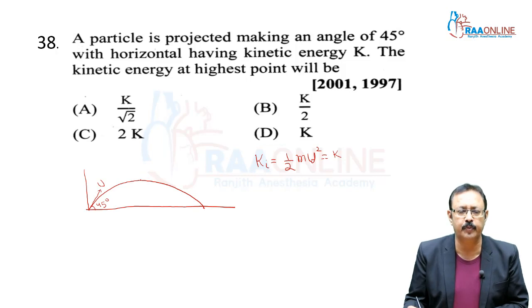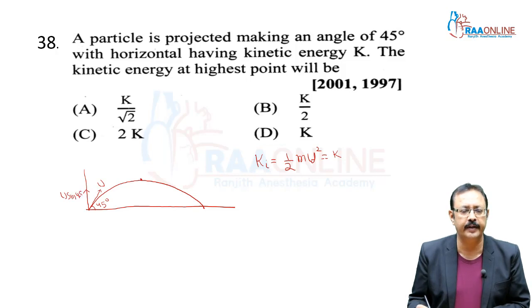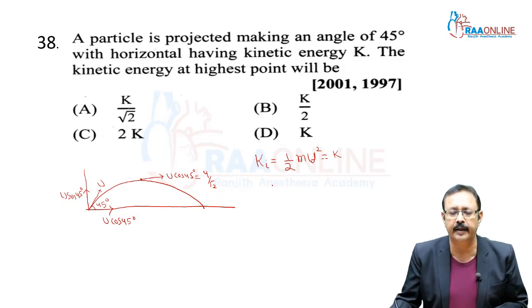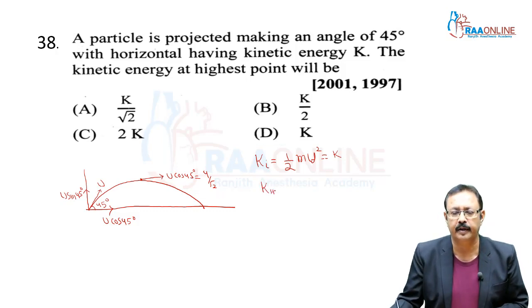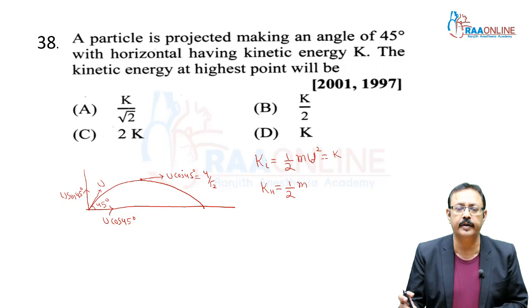When it reached this point, the vertical component of velocity vanishes. It was u sin 45. Due to gravity, it becomes 0. The horizontal component is constant everywhere. So at this point, the particle has only the horizontal component u cos 45, which means u by root 2. So its kinetic energy at the highest point, mass is same, half m u square, what is it? u by root 2.